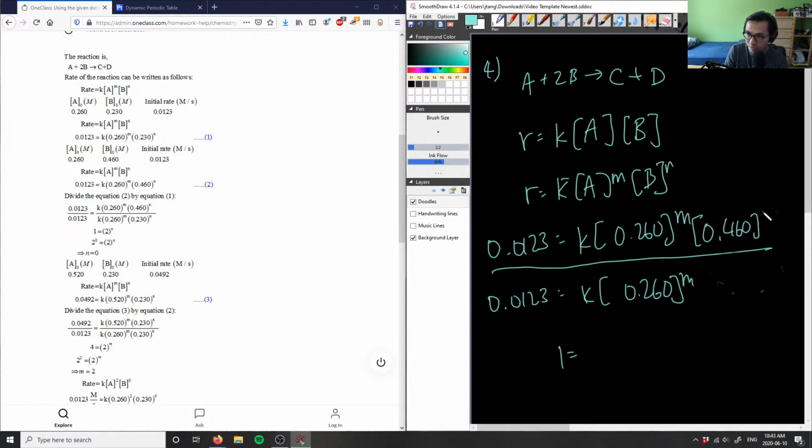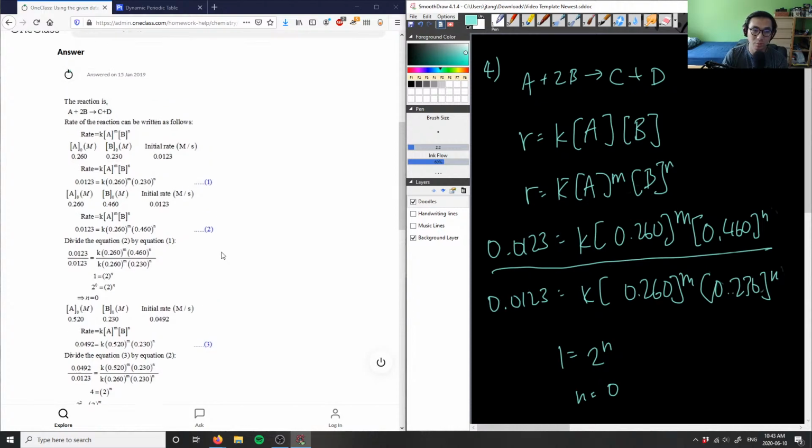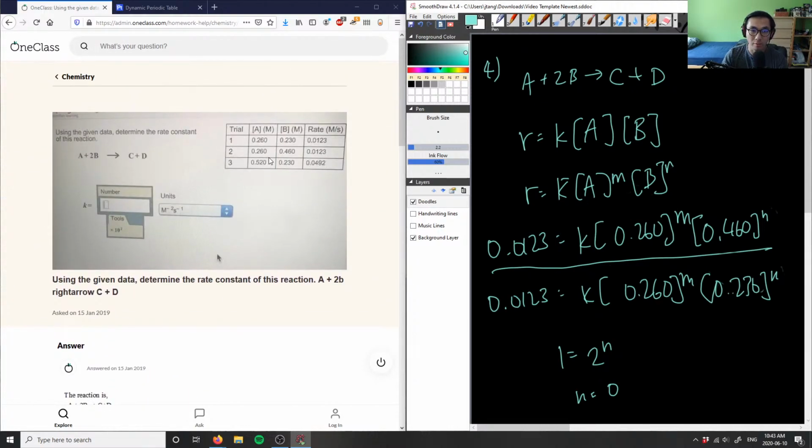So 0.460 to the N over 0.230 to the N. If you divide 0.460 by 0.230, you get 2 to the power of N. So N here is going to equal 0, right? Because anything to the power of 0 is going to equal 1. We can do the exact same thing to solve for the M value, right? So we basically just look at our points again, and we could look at our A values here.